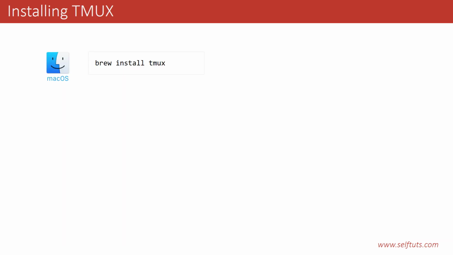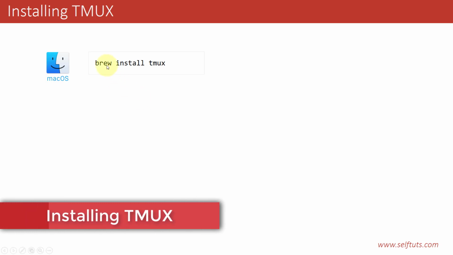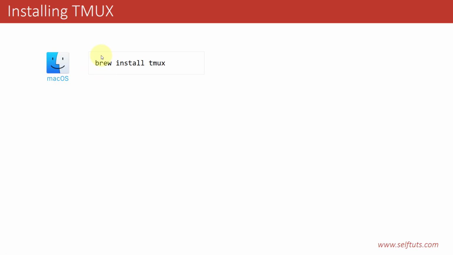So if you want to install tmux on Mac operating system, then you need to fire the command brew install tmux, where brew is the package manager inside macOS. So just firing this command of brew install tmux, it will install tmux in your Mac operating system.